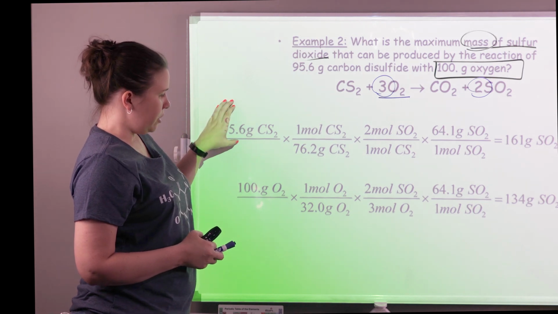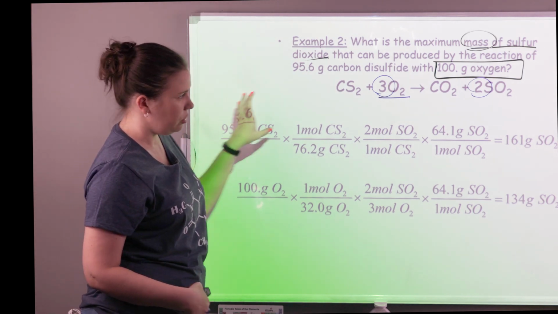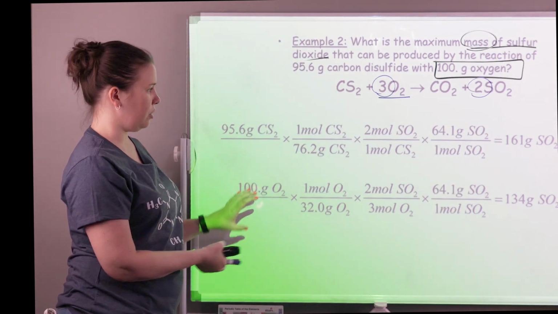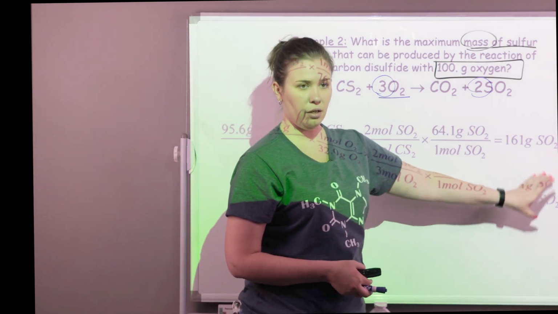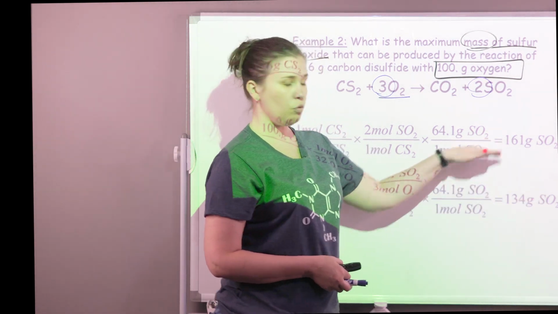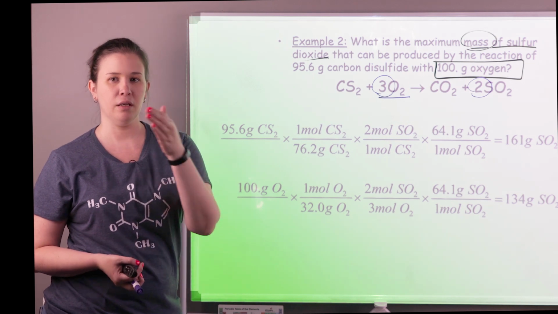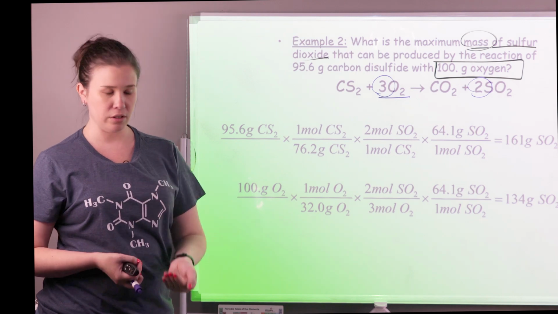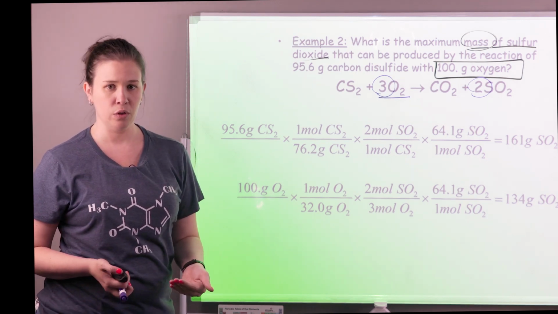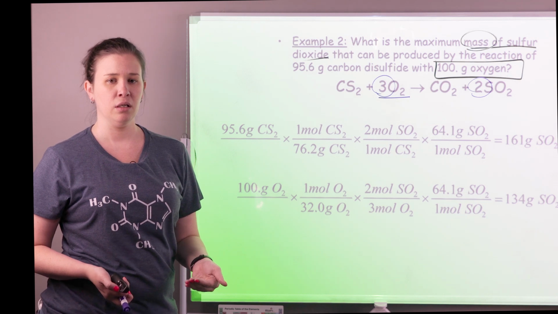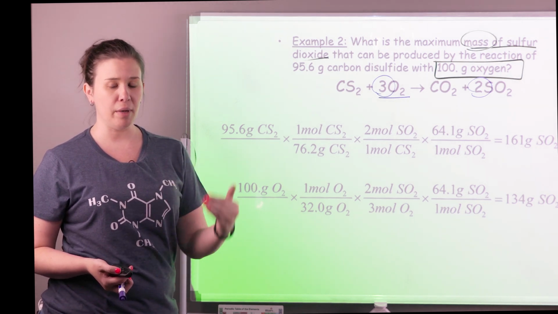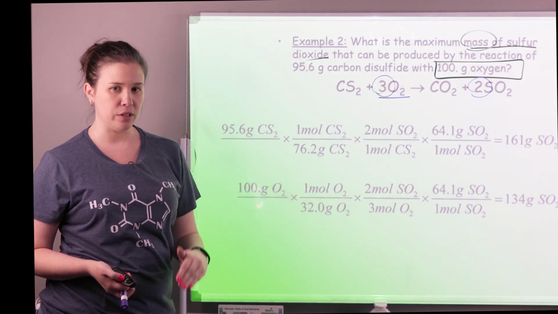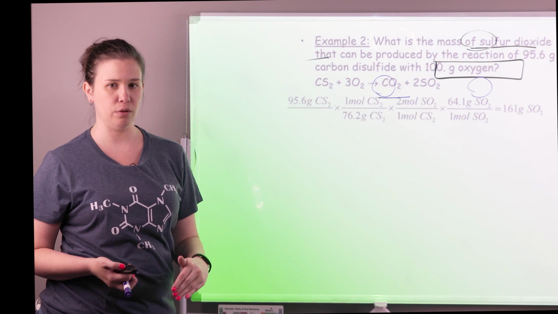So based on CS2 with unlimited oxygen, you can make 161 grams. Based on oxygen with unlimited carbon disulfide, I can make 134 grams. These are my 2 options. This is just like being able to make 87 kits, 55 kits, or 99 kits. Here I can make either 161 grams or 134 grams. Which one is it? Can't be both. Which amount of product would be correct? The idea here is it would be the lowest one, 134 grams.